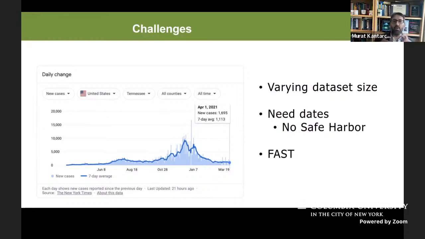Also, for regulation purposes, there are additional challenges with HIPAA compliance, the privacy legislation that governs healthcare data. Some people are very comfortable with the HIPAA Safe Harbor rules, which guarantee a certain way to sanitize data, but dates are not allowed, and this creates challenges for some end users. And of course, due to the emergency of the situation, we have to do this very fast. We have to share the data fast without violating privacy.